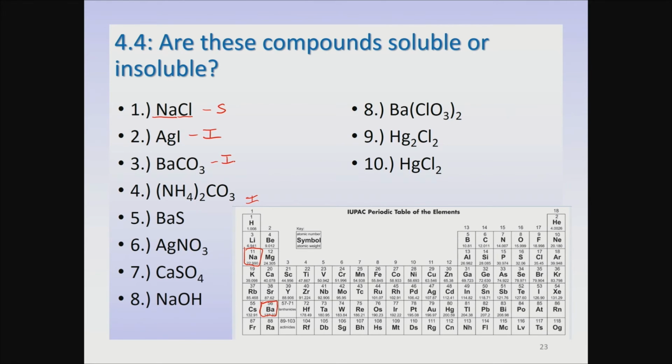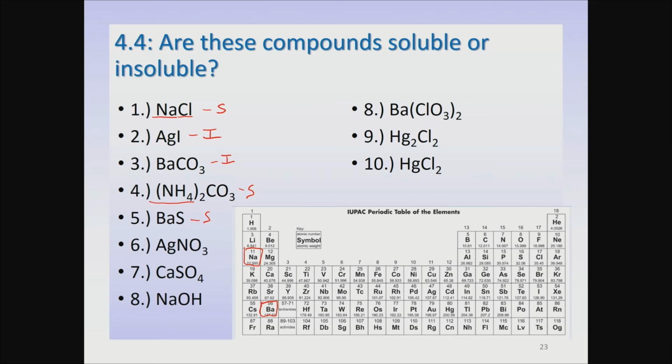Now, how about the next compound, ammonium carbonate? Well, we have a carbonate again, and so you might remember carbonates become soluble if they have either a group 1 metal bound or ammonium bound. So this has ammonium bound, so this should be soluble. The next compound is barium sulfide. So you might remember that all sulfide compounds are insoluble except ones that have a group 1 metal, ammonium, or barium. So the barium on the sulfide makes this compound soluble.